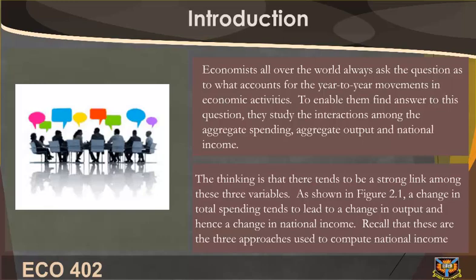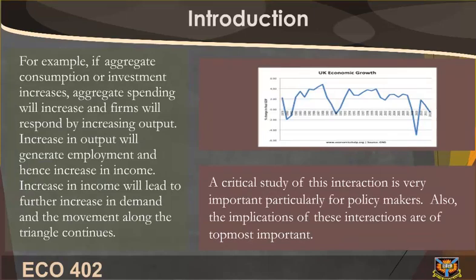As shown in Figure 2.1, a change in total spending tends to lead to a change in output and hence a change in national income. Recall that these are the three approaches used to compute national income. For example, if aggregate consumption or investment increases, aggregate spending will increase and firms will respond by increasing output. Increase in output will generate employment and hence increase in income. Increase in income will lead to further increase in demand and the movement along the triangle continues.